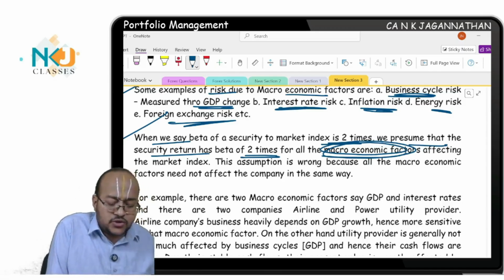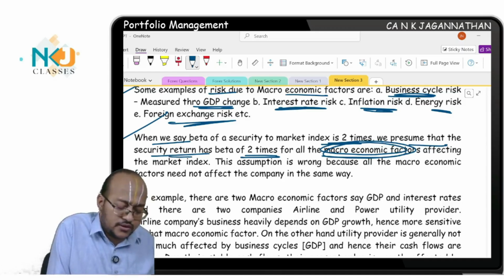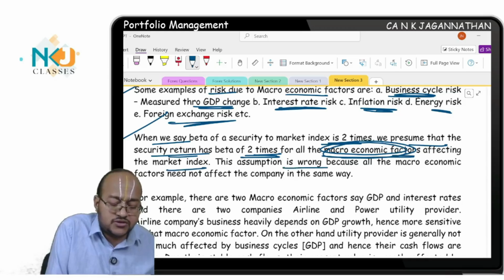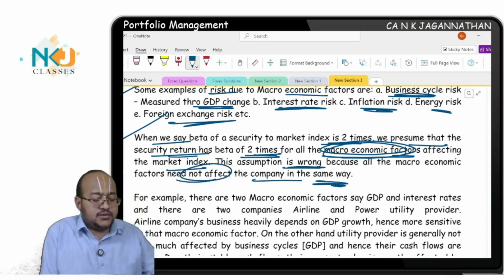When we say beta of a security to the market is 2 times, we presume that the security return has beta of 2 times for all the macroeconomic factors affecting a market index. This assumption is wrong because all the macroeconomic factors need not affect the company in the same way.